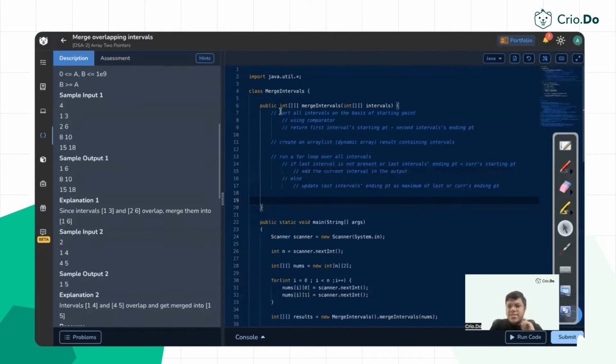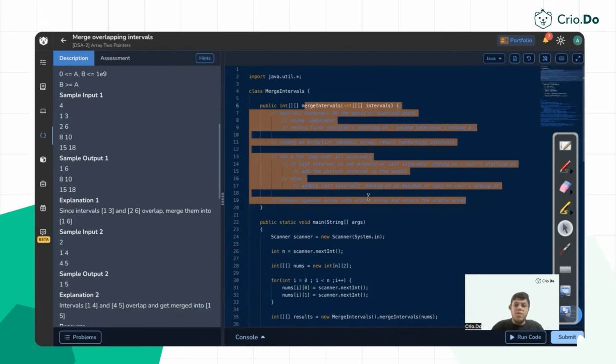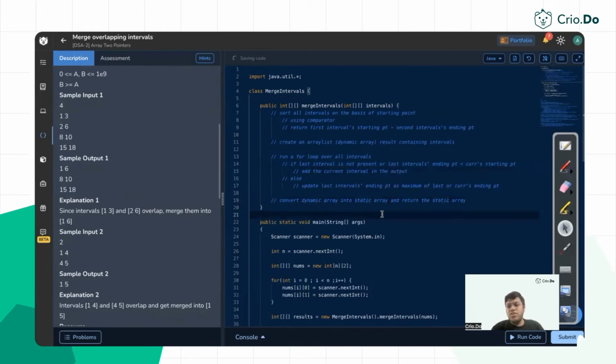And finally, since we need to return the array in a static array form, we have to just convert the dynamic array into a static array by running a for loop. You can easily do it. Just transfer all the intervals from the array list, or you can say vector, into a simple static array, and then return the static array. So this is what we have to do in order to solve this problem. Although the code will be very short, the logic was more important. And as already discussed, time complexity will be n log n, space complexity will be linear. This was the problem, merge overlapping intervals.